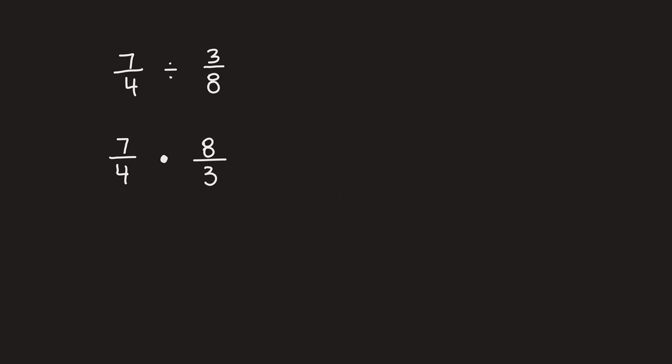Again, it's useful to simplify and then multiply, so 8 and 4 have a GCF of 4 that can be divided out. And once we divide out the common factor, then we can multiply across, which is 14 over 3. This same strategy can be applied to dividing more complicated rational expressions.